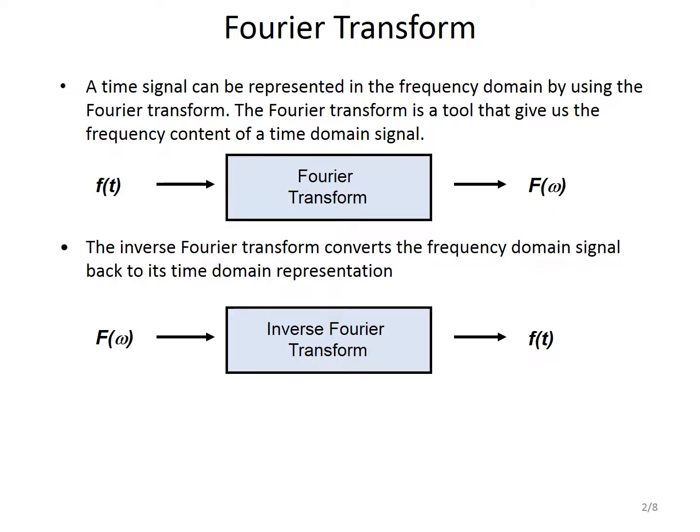The Fourier transform is a linear mathematical operation that can be used to represent a signal as a function of frequency, shown here as lowercase omega, which is equal to 2 pi times the frequency in hertz, given a representation of the signal in the time domain. The inverse Fourier transform produces the time domain representation of the signal from the frequency domain representation.